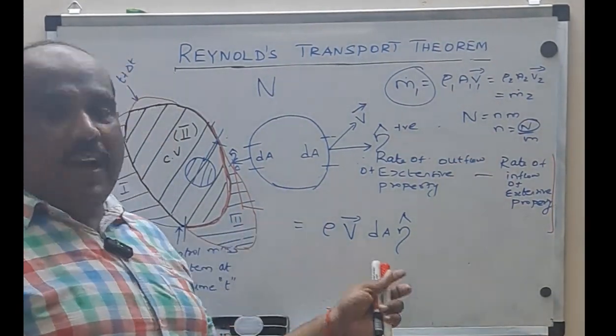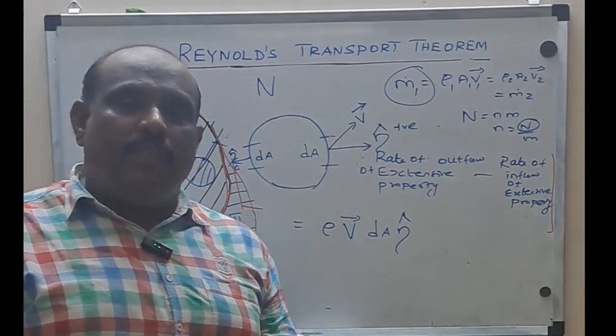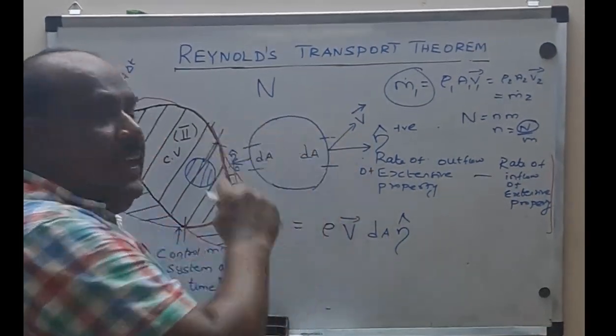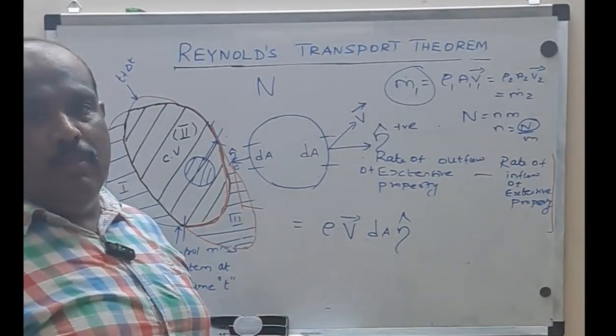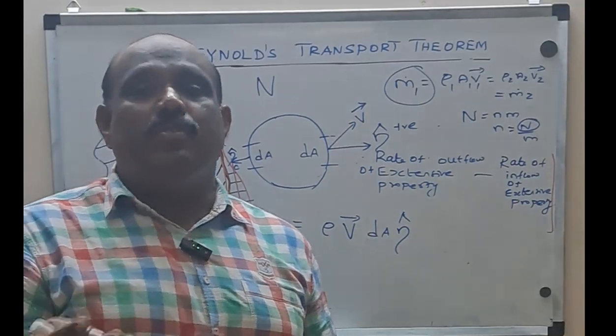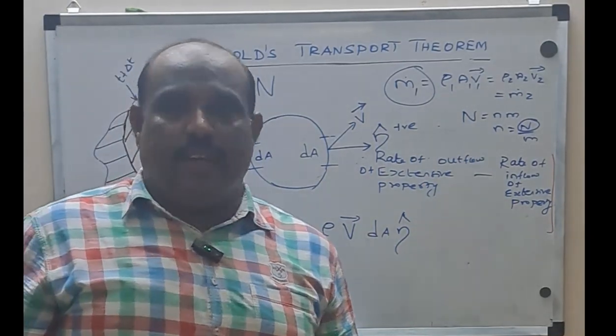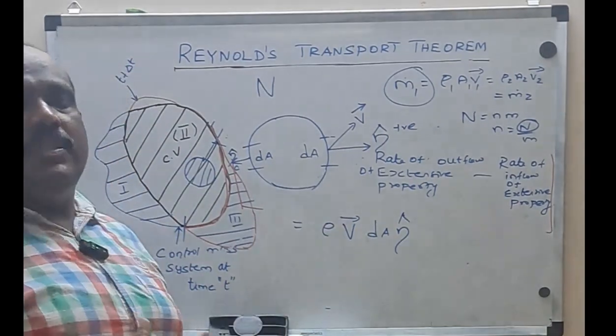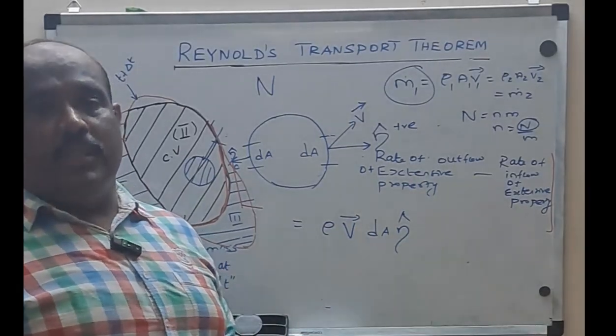So this is the amount of mass which is coming out of this control volume through the elemental control area dA. So this is nothing but what? Mass? Why mass? It's rho A V, so it's actually not mass. It's called mass flow rate. Okay, fine. Now this is the amount of mass which is coming out of the elemental control surface.